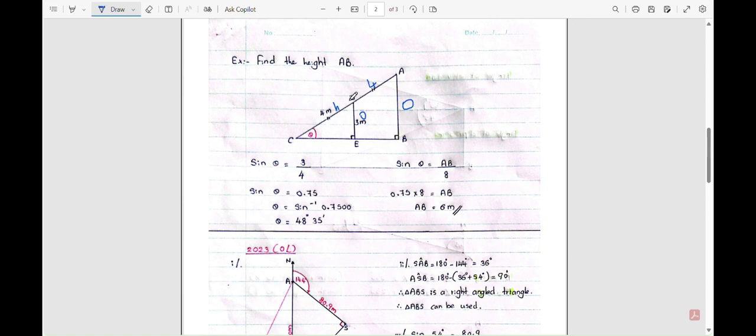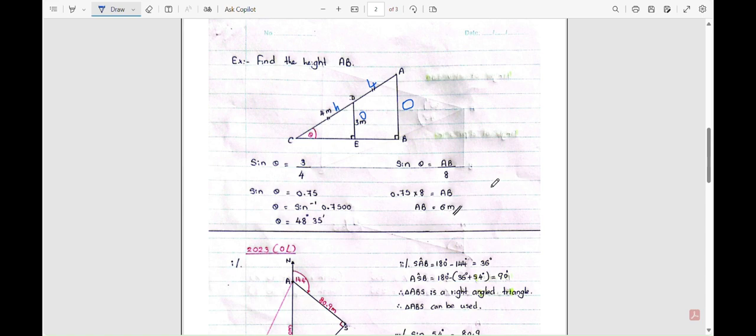Then altogether it's 8 meters. So opposite over hypotenuse means sine theta. Let's use sine theta equals AB divided by 8. AB is the opposite side and 8 is the hypotenuse. Sine theta, again, we don't need to find. Already we got sine theta equals 0.75. You can use that value. If we take this 8 to this side, it becomes a multiplication. So 0.75 times 8 equals AB. When we multiply these two, we obtain AB equals 6 meters.